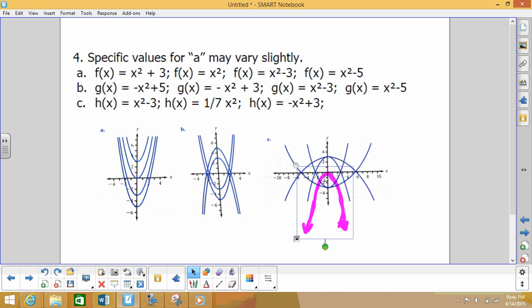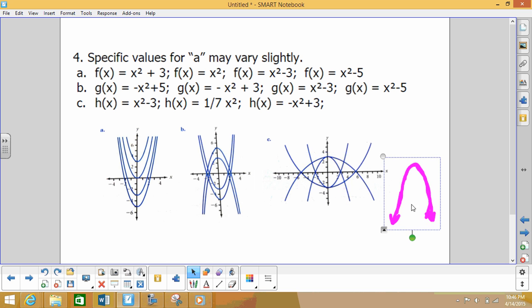And I keep moving it down because it's got to have the same y-intercept. It's got to have the same vertex. And then moving it up 3 is where that plus 3 is. And since this guy right here and this guy right here seem to be reflections of each other, looks to be the same width.